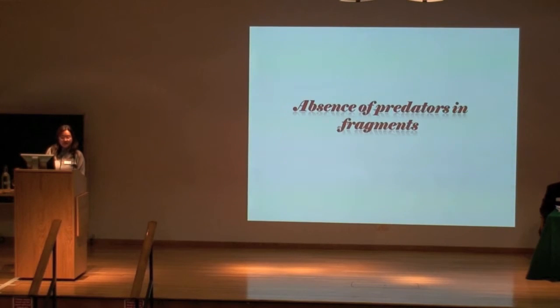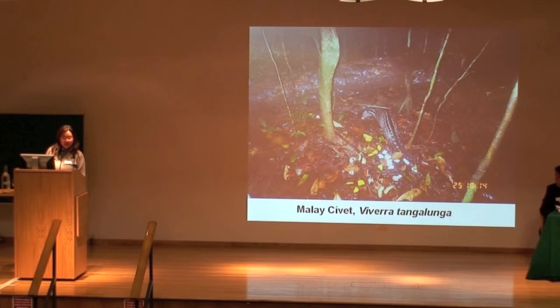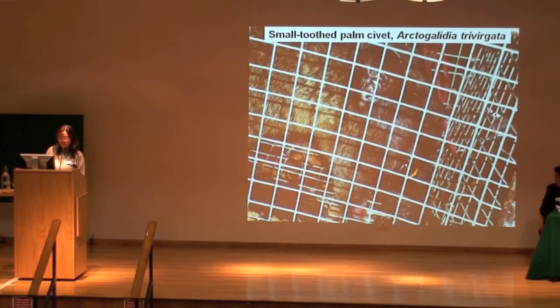So as part of my PhD study, we also did camera traps. And what we found is most of the predators are concentrated in undisturbed forests. And I have not come across any predators in a forest fragment yet. So here is an example of a collared mongoose, a Malay civet, which is very commonly found in good forests.